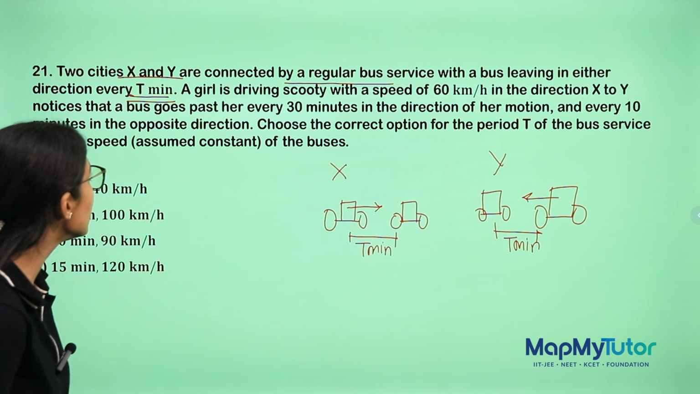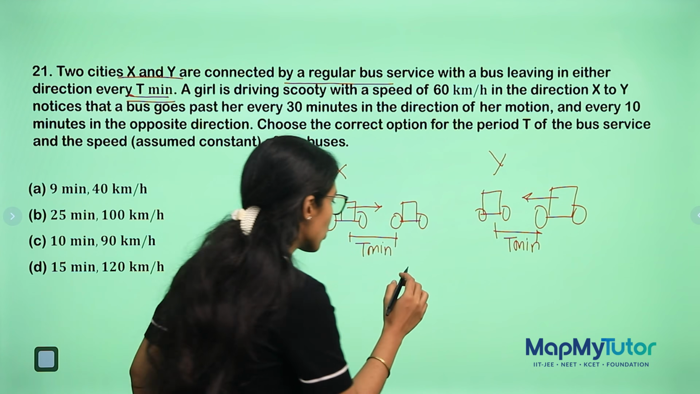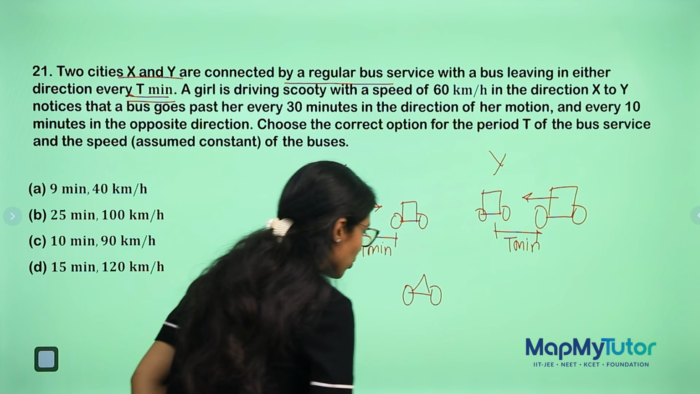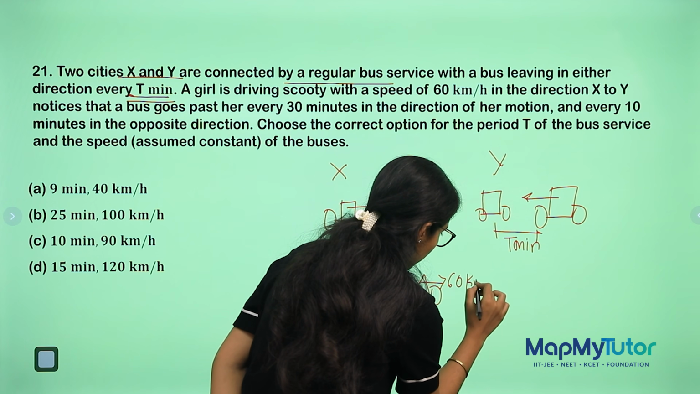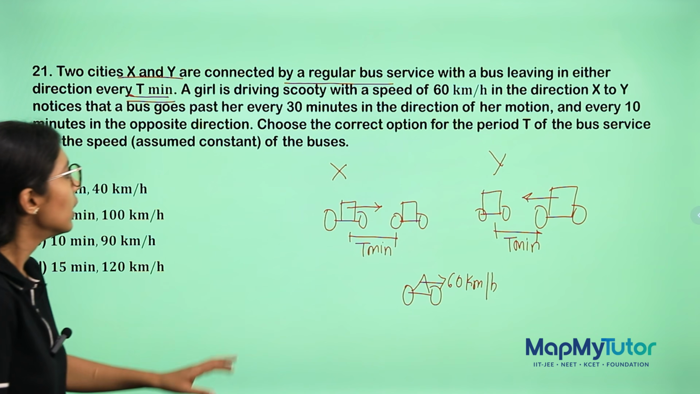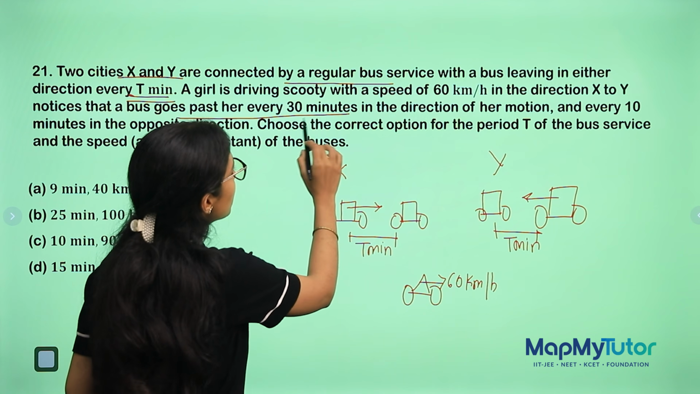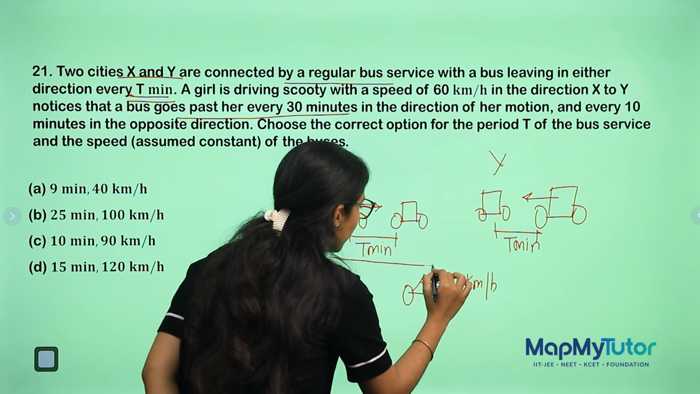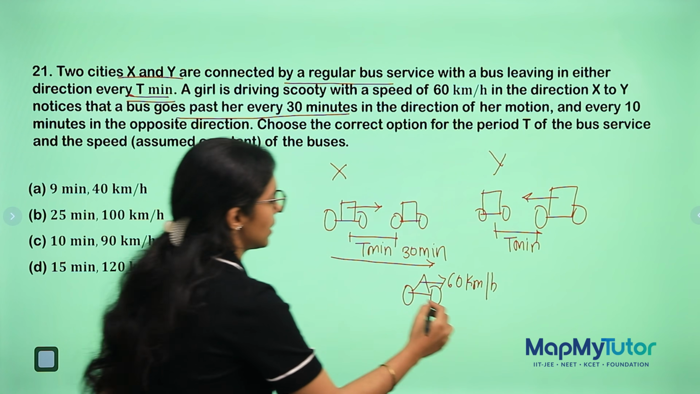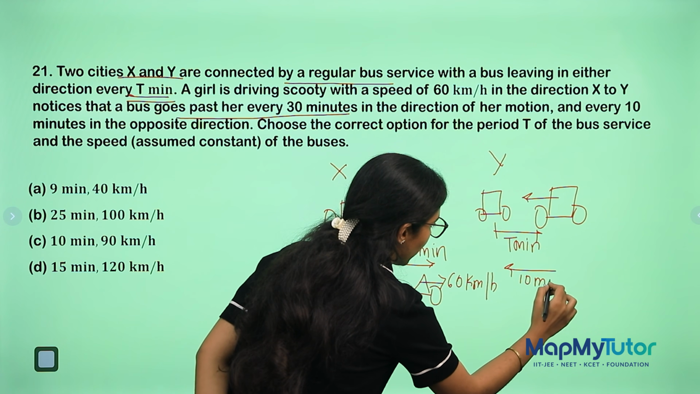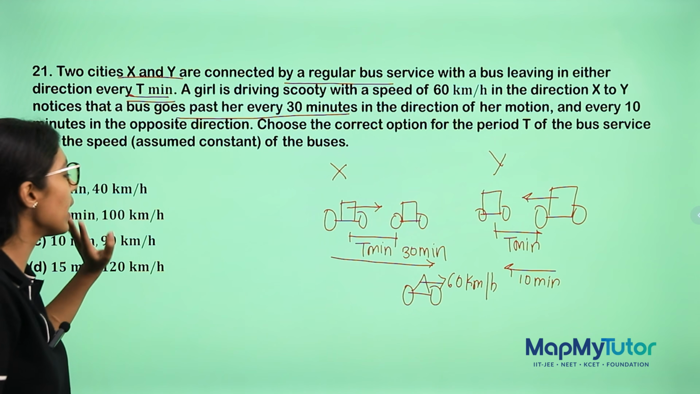Next, a girl is driving a scooty with a speed of 60 km per hour in the X to Y direction. So there is a scooty, excuse my drawing, at 60 km per hour. She notices that the bus goes past her every 30 minutes in the direction of her motion. So here, a bus passes after every 30 minutes, and from that side, every 10 minutes. So this is the decoding of the entire question. Choose the correct option. You need to tell about time and speed.